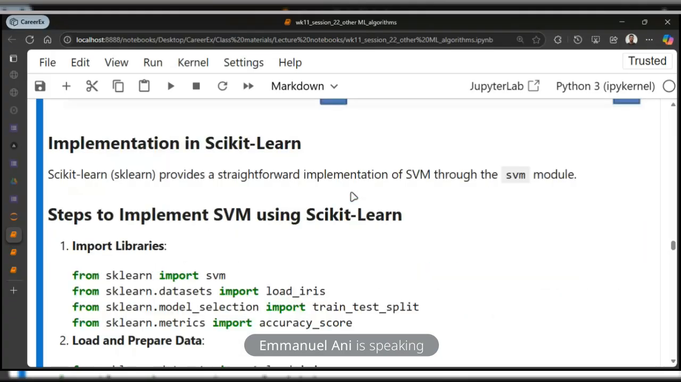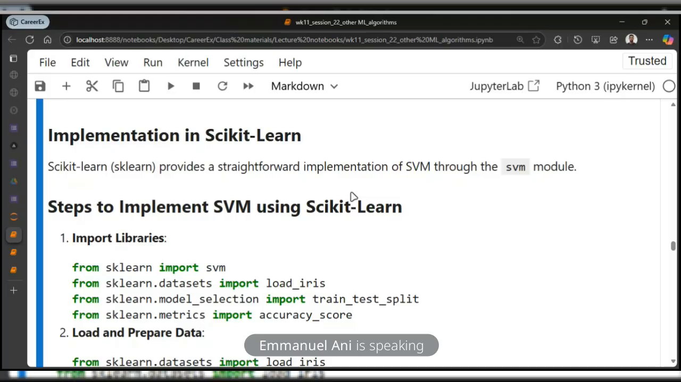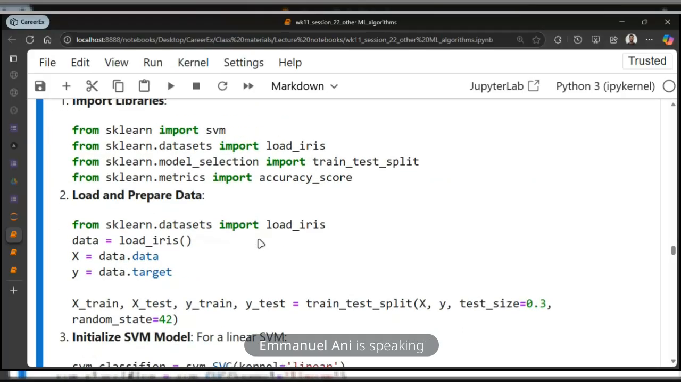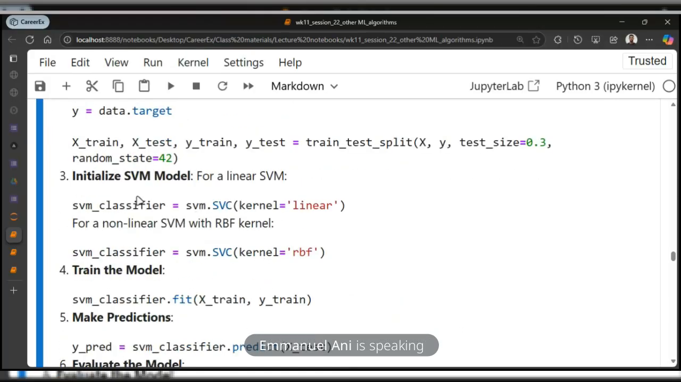So implementing SVM is actually very straightforward. You import as usual, right? You import SVM. Let me just see if we can import it.